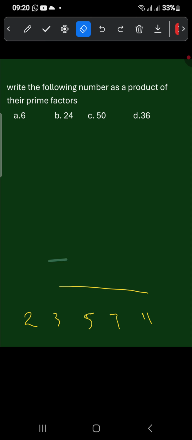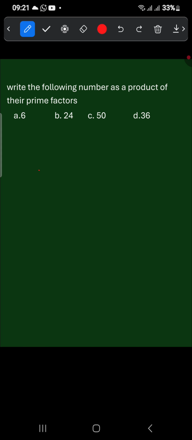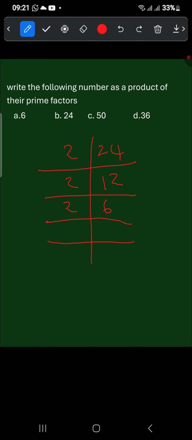Now let's look at 24. If you look at 24, a prime number that can go into 24 is 2. And 2 goes how many times into 24? 12 times. Now the smallest prime number that can go into 12 is 2 again. And it goes how many times? 6 times. The smallest prime number that can go into 6 is 2 again. And it goes how many times? 3 times.